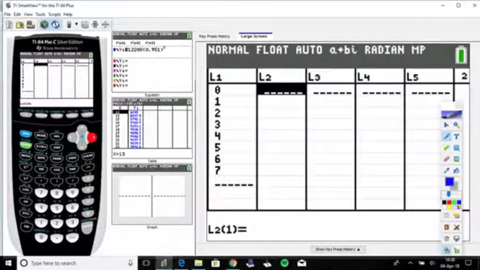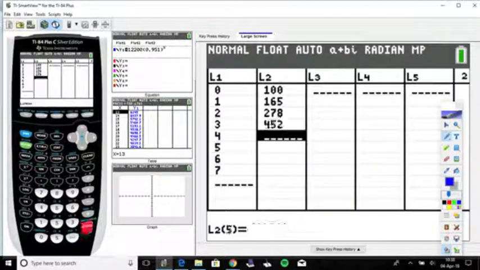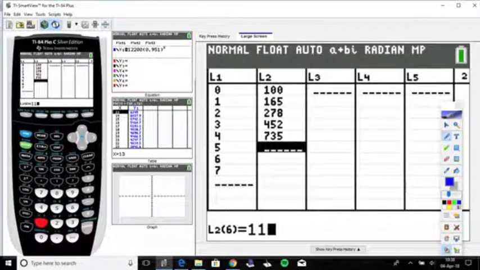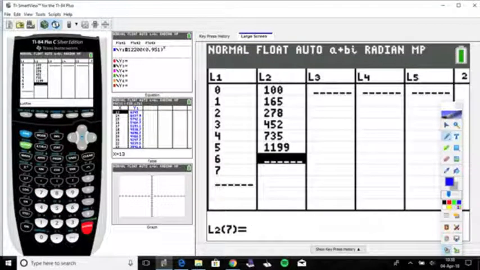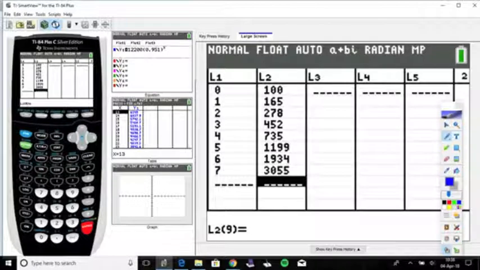List 2 will be the bacteria. Make sure that these line up properly. So day 0 is 100. Day 1 was 165. Day 2 is 278, 452, 735, 1199, 1934, and then 3055. It's helpful, by the way, to double check that you typed everything in correctly.